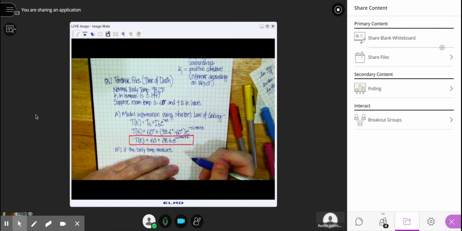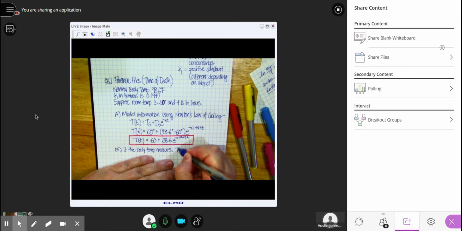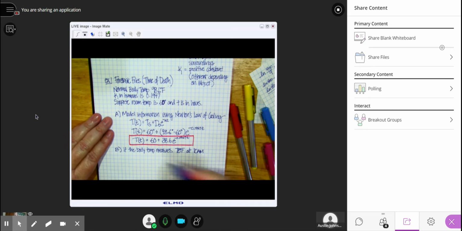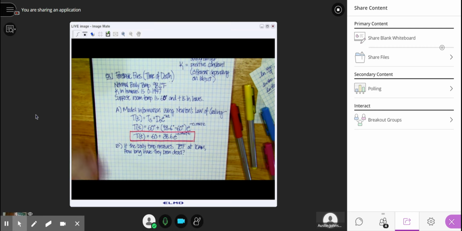So if the body temperature measures 78 degrees Fahrenheit at 10 a.m., how long have they been dead? See, that's the morbid bit right there.